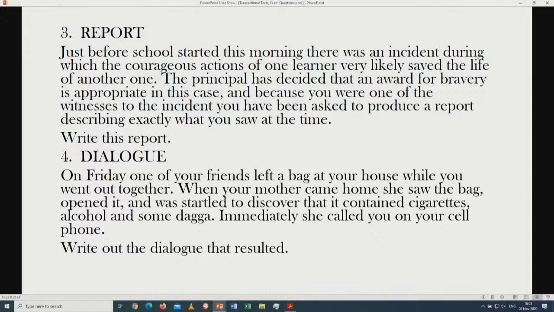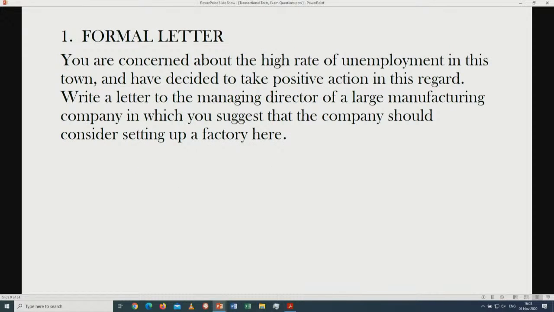Dialogue. Oh, this one. Take a look. This is a really classic one. You see that on Friday, one of your friends left a bag at your house. Well, you went out together. When your mother came back home, she saw the bag, opened it, and was startled to discover that it contained cigarettes, alcohol, and some dagga. Immediately, she called you on your cell phone. Write out the dialogue that resulted. This could be very lively indeed. This sort of thing, I recommend. Search for them and select them first. Let's see what else we've got.